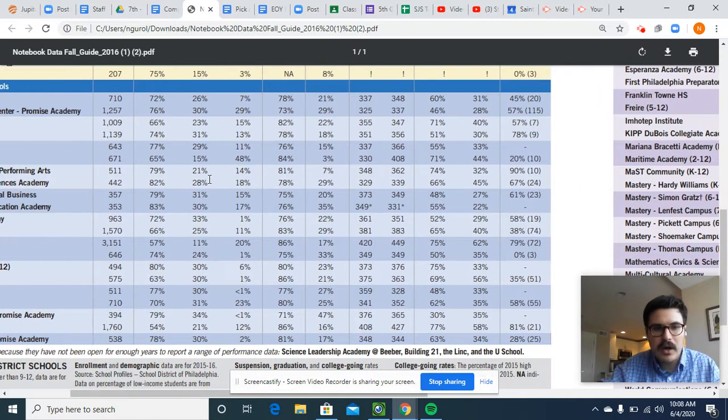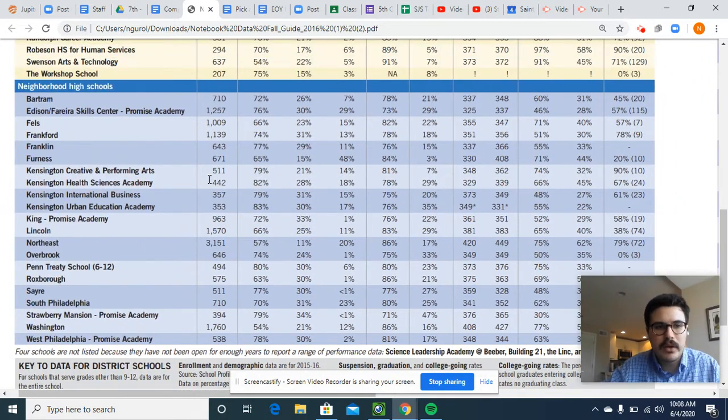And again, I'm just drawing X's for each of the data points. So Bartram High School is 78, I put one at 78. Edison Skills Center is 73. 82. I'm not going to announce it anymore. I'm just going to go through and do it.